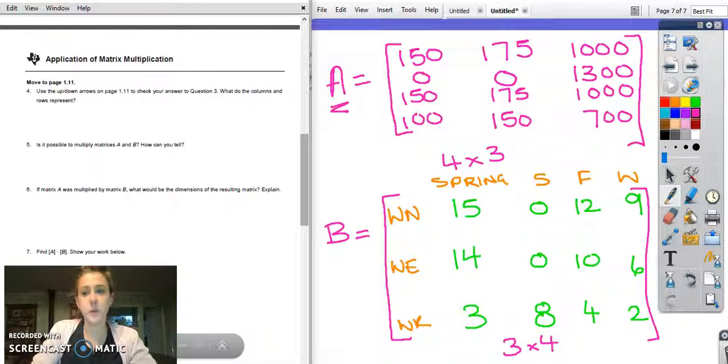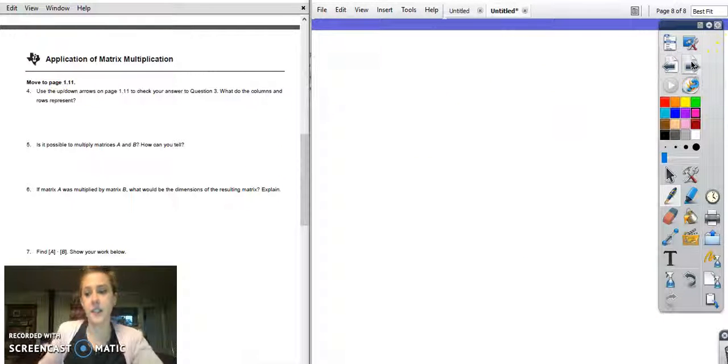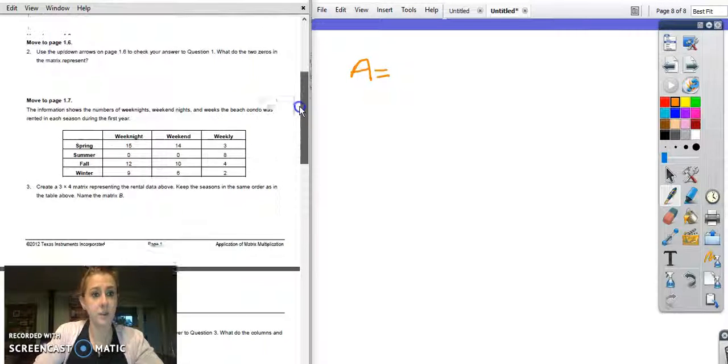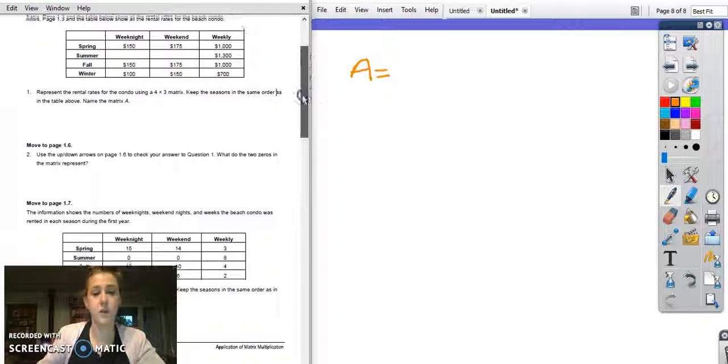So the next question is asking, and I'm going to move across to the page, if we can multiply A and B. So matrix A was, let's go double check what it was, 4 by 3.